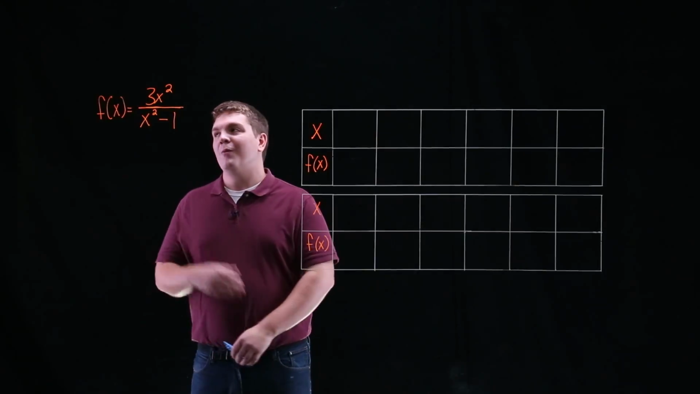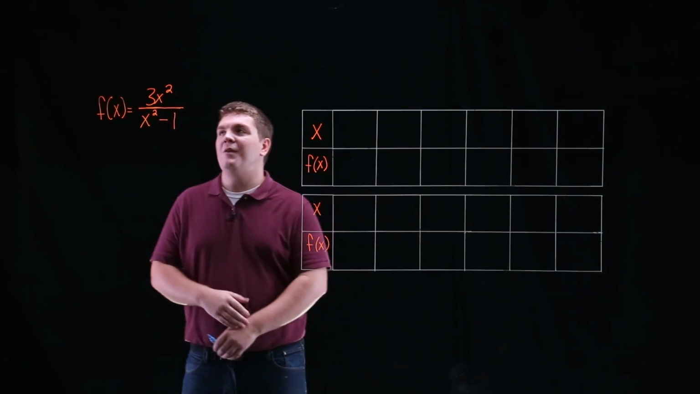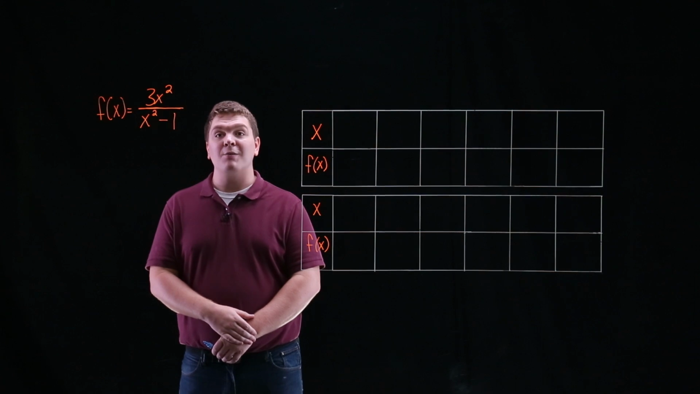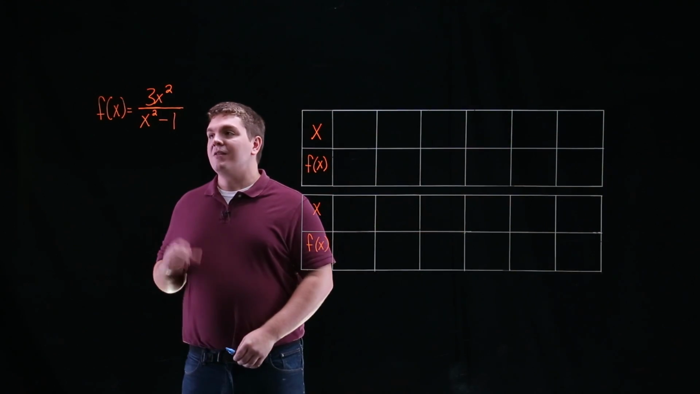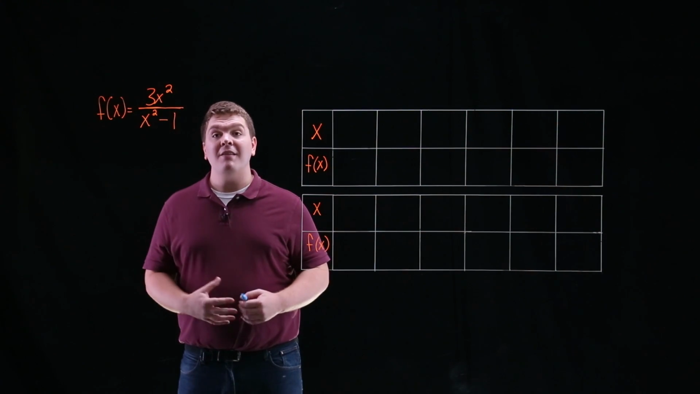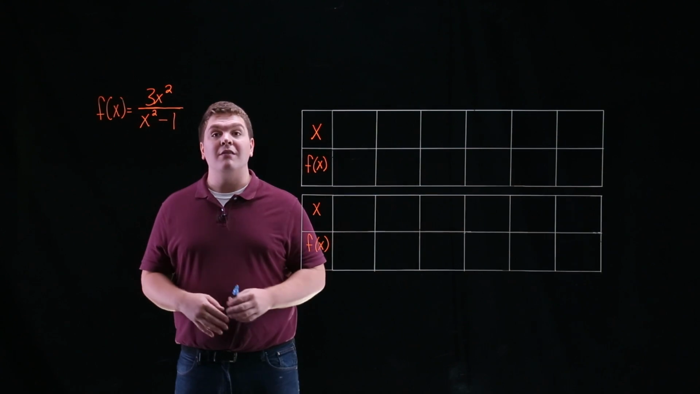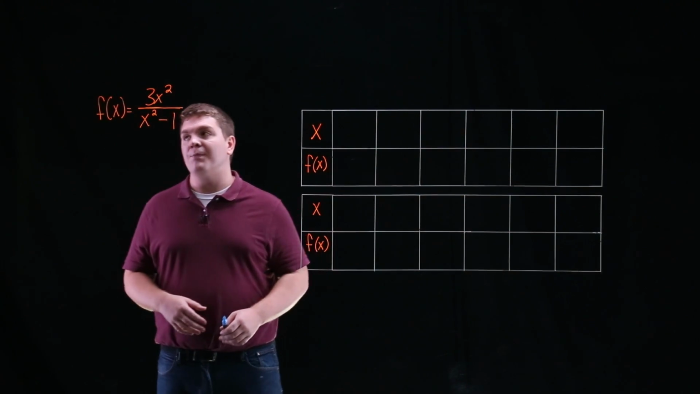Hi, my name's Gabe. For this problem, we're given the function f of x is equal to 3x squared divided by x squared minus 1, and we're asked to find the domain of this function and then describe the behavior of the function near any of the excluded x values.